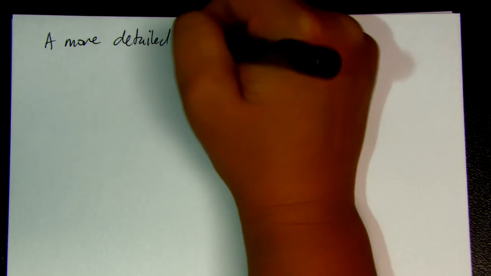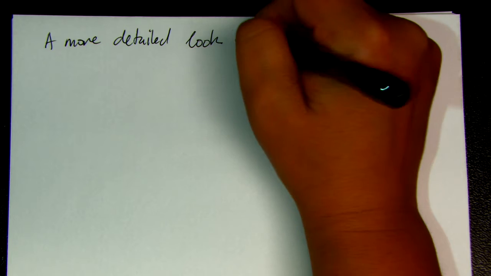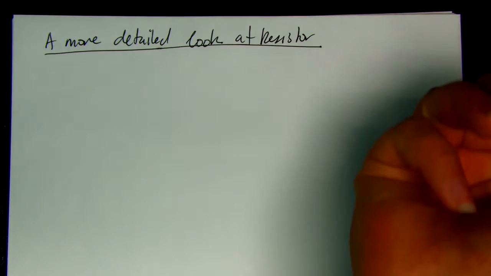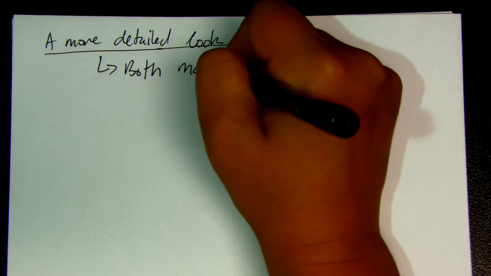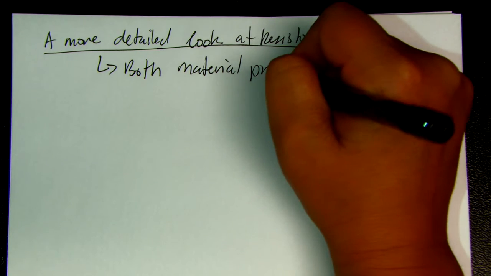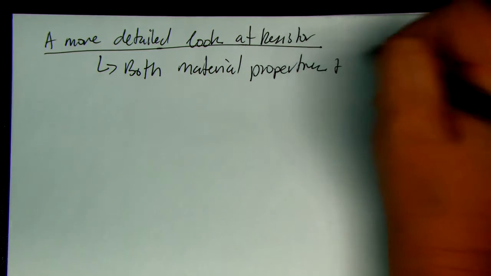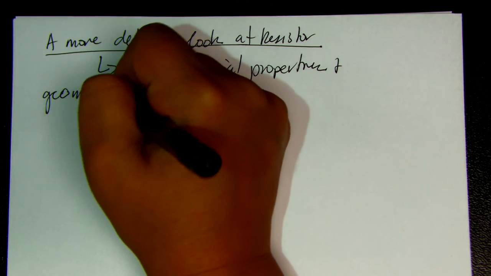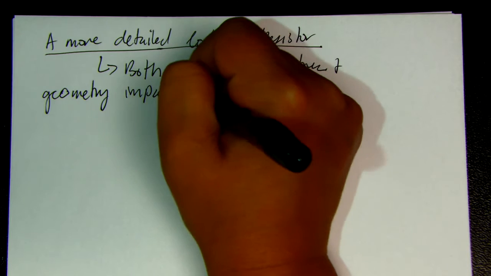All right, so continuing on with 19.2, let's look at a more detailed look at resistors. So we really want to understand exactly what resistance is. We can see from our studies on resistance thus far that both material properties and geometry impact the effectiveness.